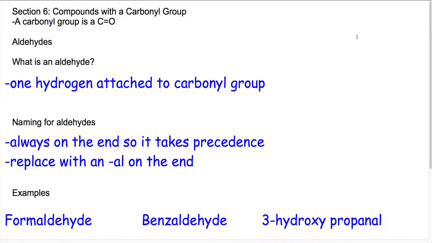All right, we're going to look at section 6 and specifically here aldehydes and ketones. First thing is, what is an aldehyde? Aldehydes are one hydrogen attached to a carbonyl group. A carbonyl group is a C double bonded to an O.